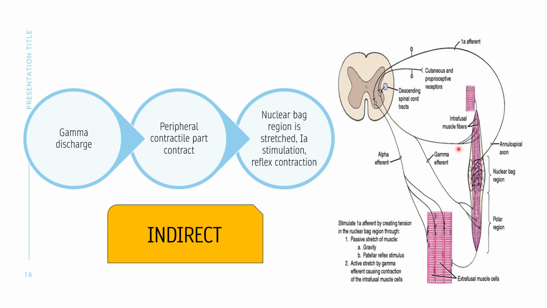reflex, the response will go to the central station, and at the central part they will form a synapse with the alpha motor neuron. This alpha motor neuron will go to the extrafusal fibers and cause the contraction of the muscle. So gamma discharge, peripheral part of the intrafusal fibers contract, nuclear bag region is stretched, and the stretch reflex is initiated. So indirectly, the gamma neuron stimulation can cause the contraction of the muscle.